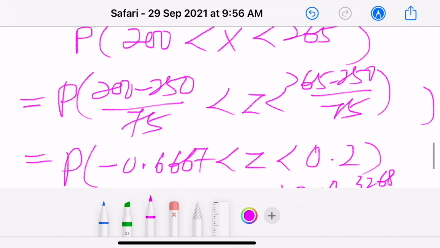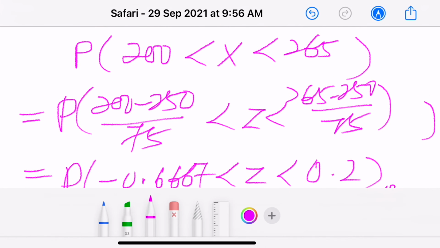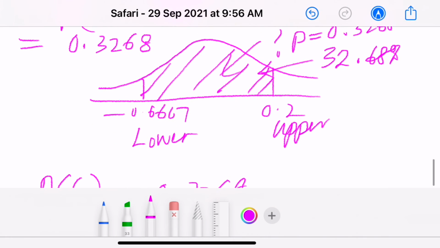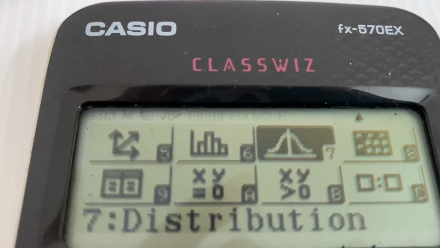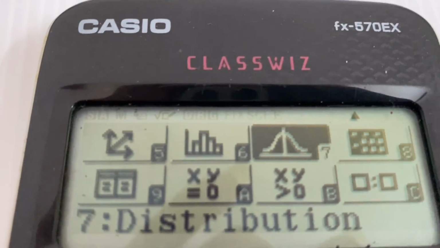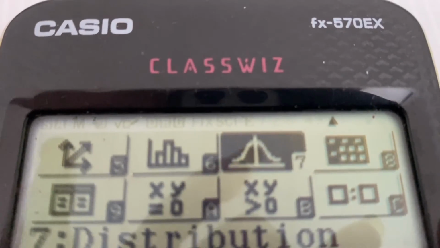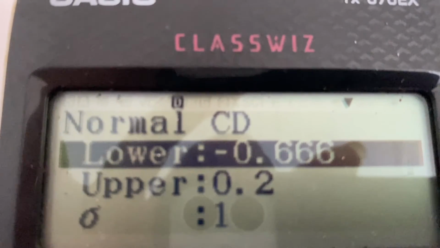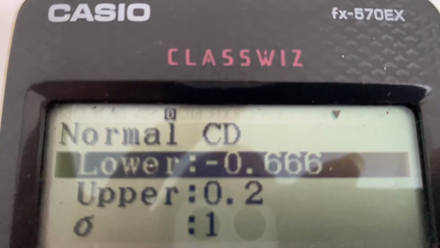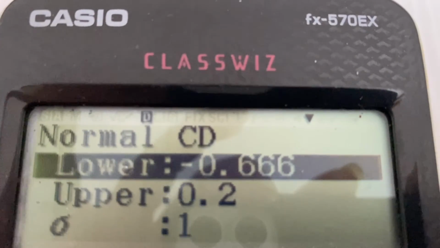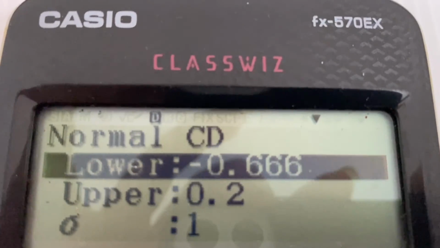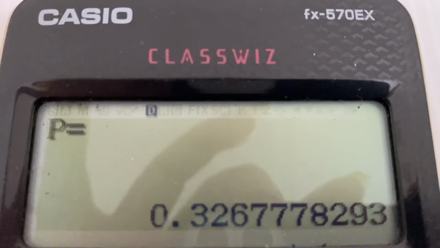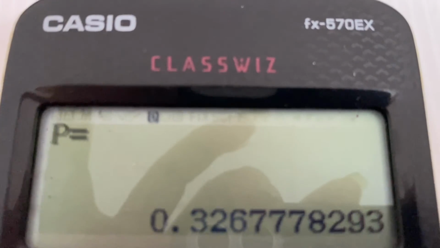So that's how you solve the probability distribution by converting x to z. After converting to z, you can use your Buku Sphere or a calculator. Let's see how to find the probability value using the calculator. First, press the bell shape. After you get the bell shape, go to number 2. Then plug in the lower limit negative 0.6667 and the upper limit 0.2, and then press equal. You will get an answer which is 0.3268.